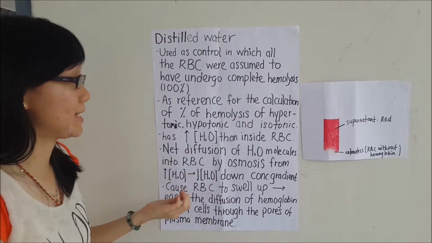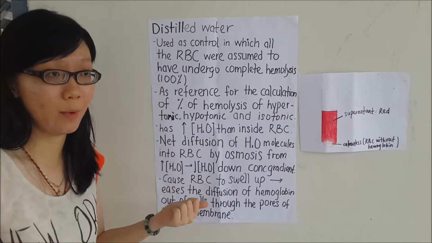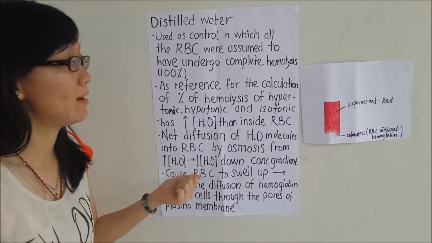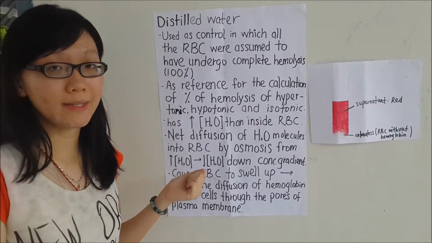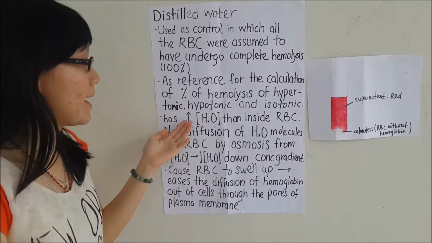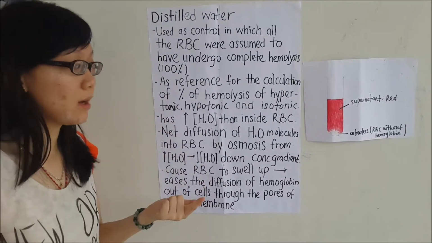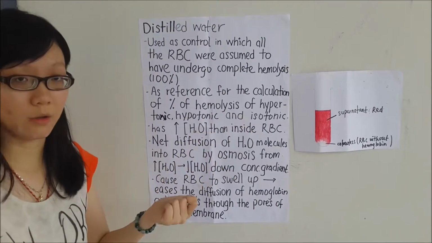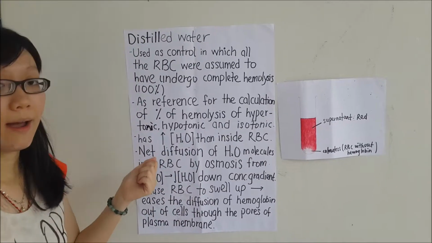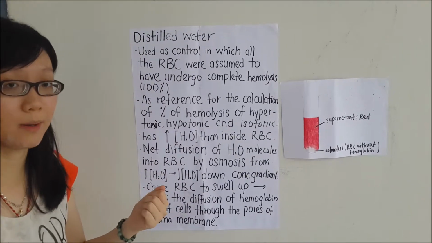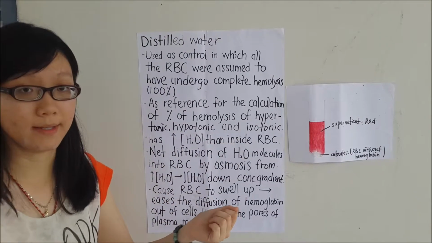The red blood cells were assumed to undergo complete hemolysis, which is 100%. The distilled water is also used as a reference to calculate the percentage of hemolysis for the hypotonic solutions and also isotonic solutions. The distilled water has a higher concentration of water molecules than inside the red blood cell.